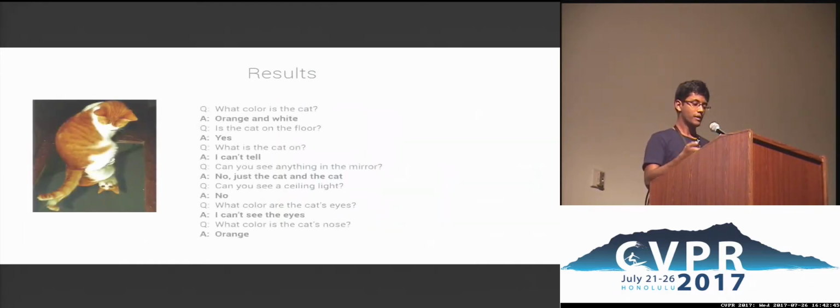Here's another example. So given this image and the question, what color is the cat? Orange and white. Is the cat on the floor? Yes. What's the cat on? I can't tell. So clearly there's some inconsistency going on there. Then after that, the next question is, can you see anything in the mirror? And the model responds with, no, just the cat and the cat, which is sort of this amusing response because the model probably sees two heads of the cat.